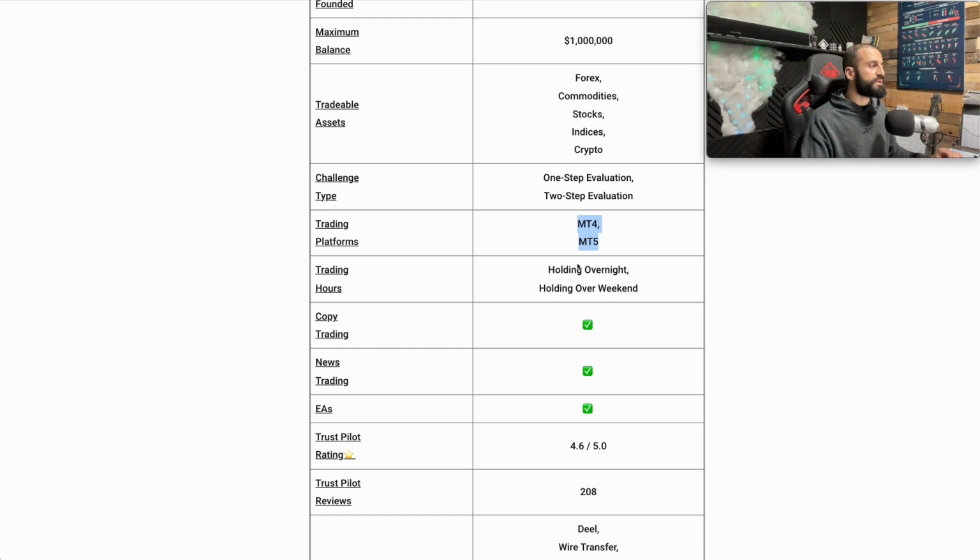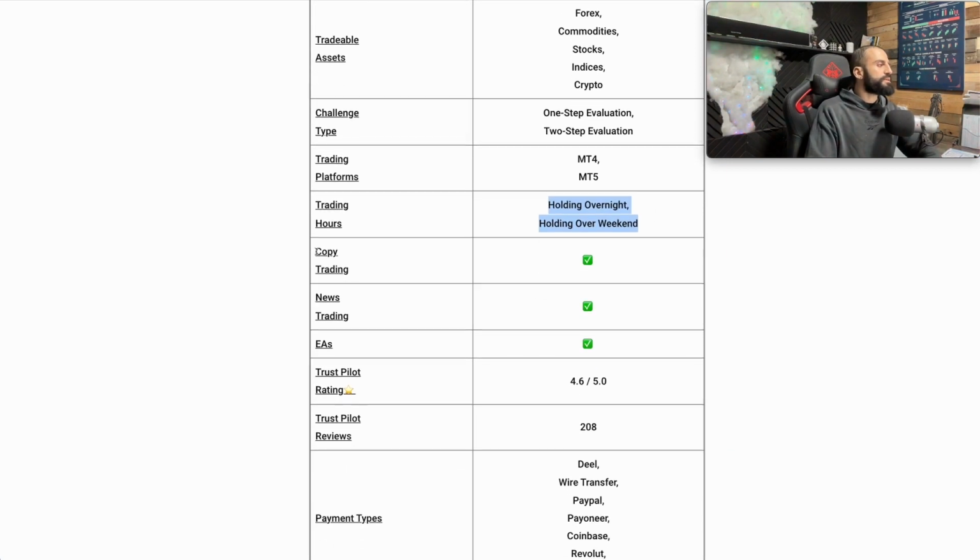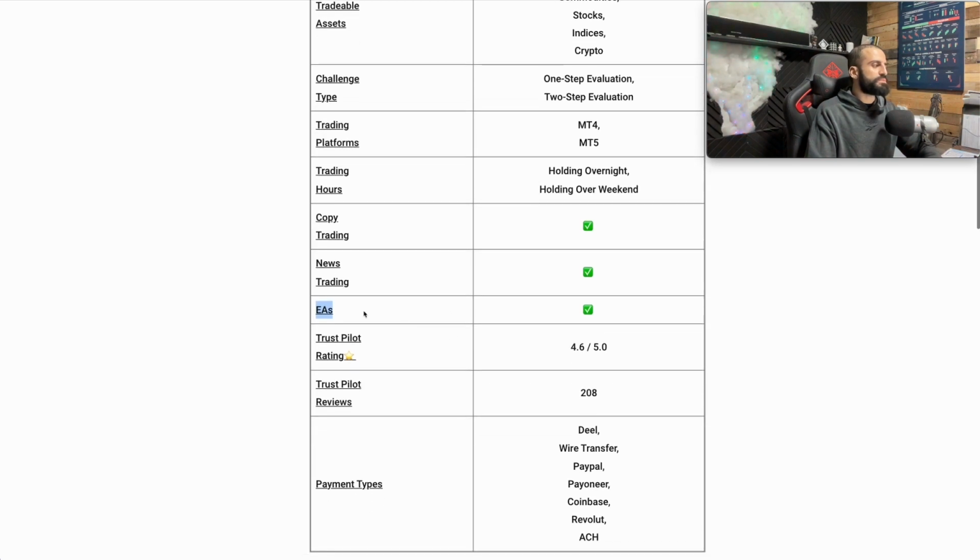For the trading hours, you can hold your position overnight and over weekends, so you can do swing trading. You can start a position today and leave it until tomorrow, or until next week, or until next month, no problem. Copy trading is allowed, news trading is allowed, and EAs are allowed as well, so that is very decent. It gives us a very unique way to trade whenever and wherever you want.